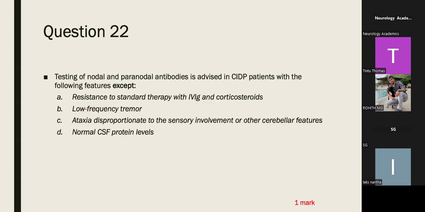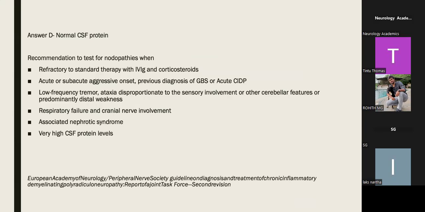The 22nd question is, testing of nodal and paranodal antibodies is advised in CIDP patients with the following features except. The answer is D, normal CSF protein, which is the wrong answer here. The nodopathies are to be tested when there is very high CSF protein.